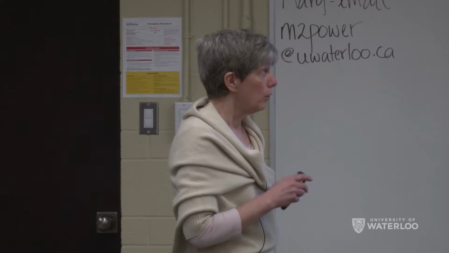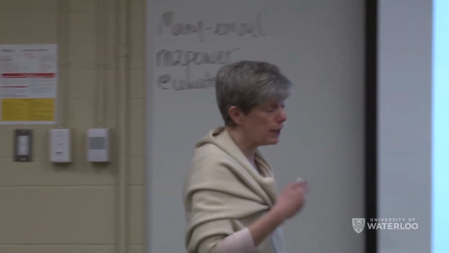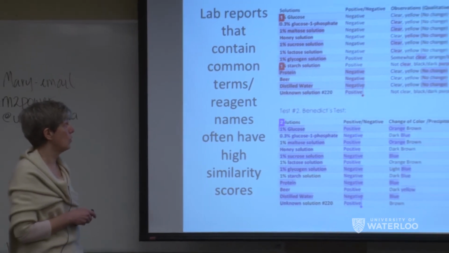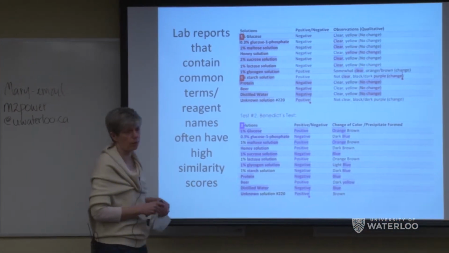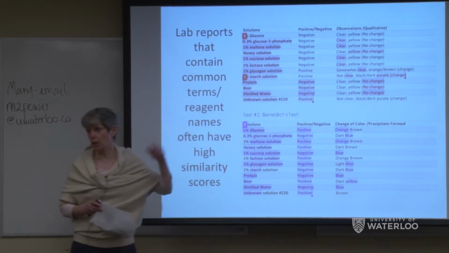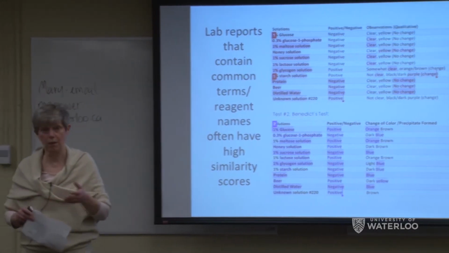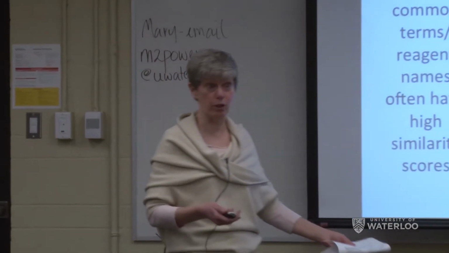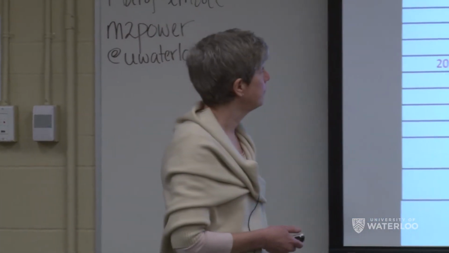Just wanted to bring one point forward, at least for our use in labs that are reused. We get some score for just about everyone, just because of the terminology, the reagents used in the lab, and they're all reported in some kind of table. The reagents are common, and positive and negative. What can you do?